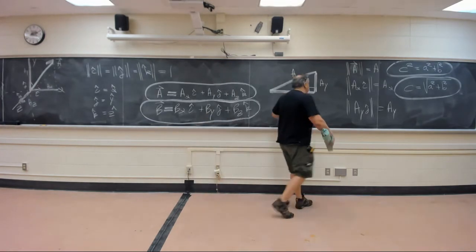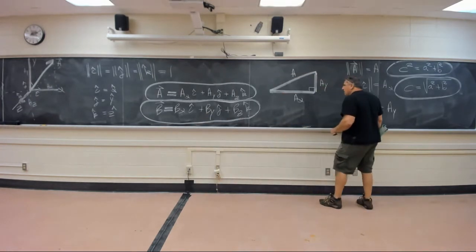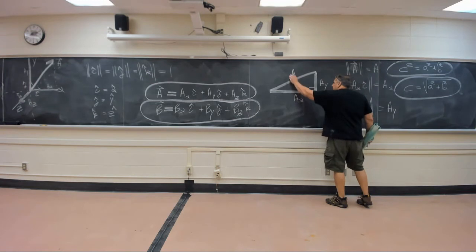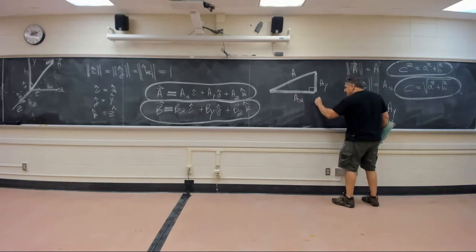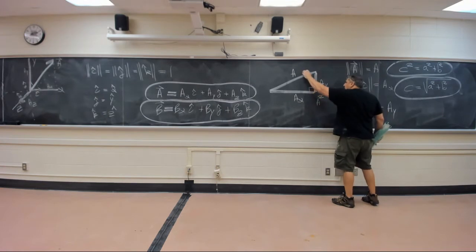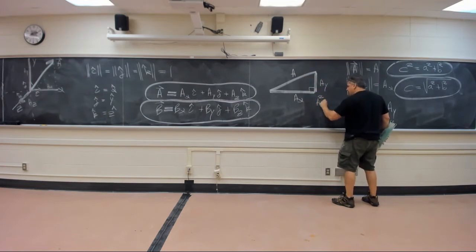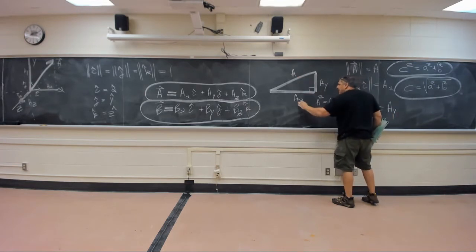What is going on here? What's going on here is, here's C, here's A, here's B. Or A here, B, it doesn't matter. C, A, B.